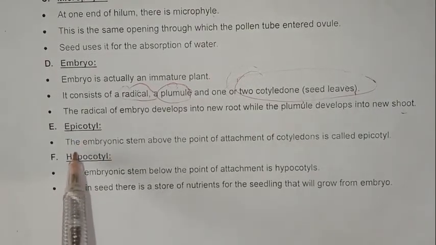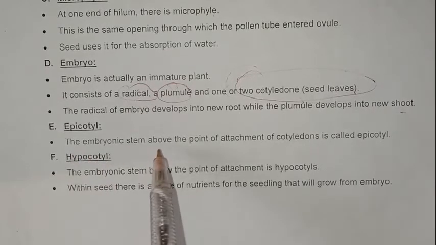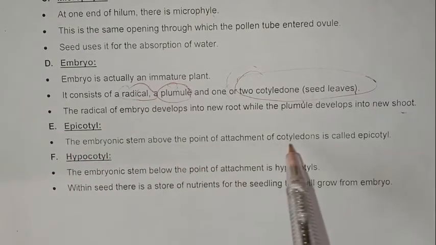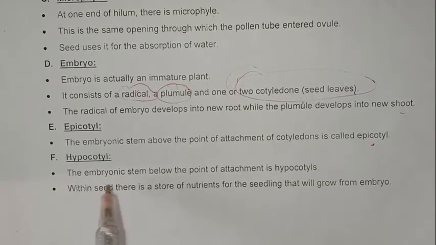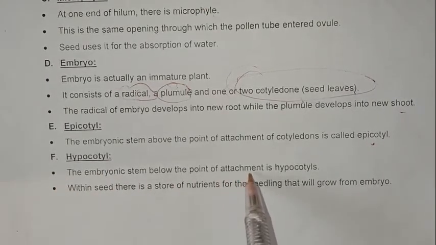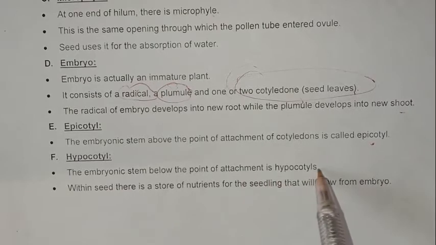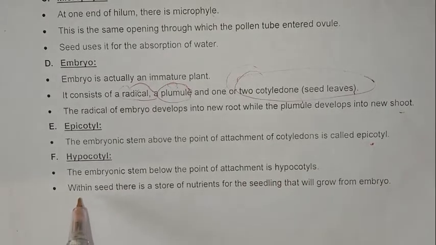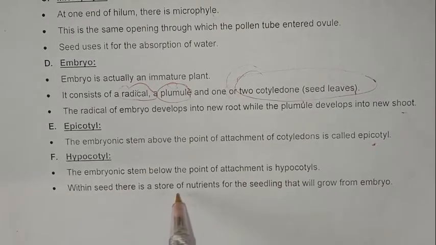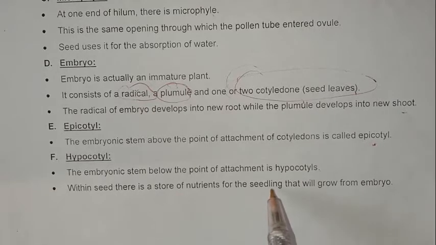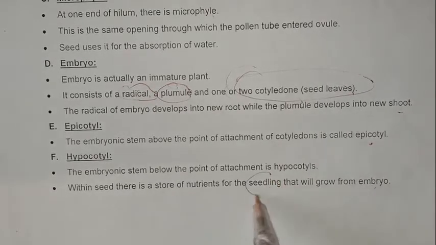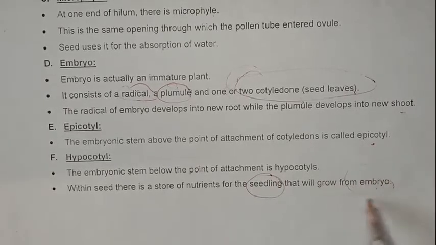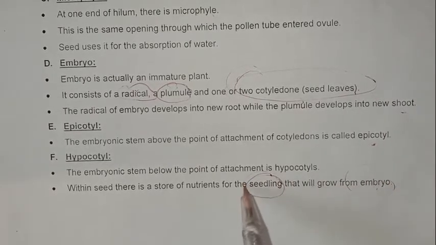Epicotyl. The embryonic stem above the point of attachment of the cotyledon is called the epicotyl. Hypocotyl. The embryonic stem below the point of attachment is the hypocotyl. Within the seed there is a store of nutrients for the seedling that will grow from the embryo. A seedling is a small plant. When the seed or embryo germinates, it produces a small plant. This is called a seedling.